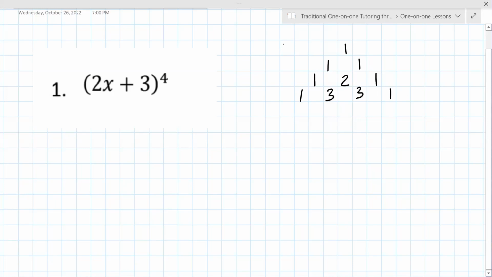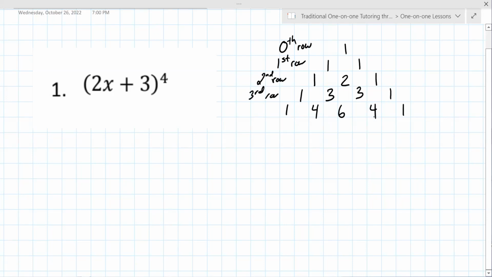Now it actually indexes at 0. It's the 0th row, which is a little odd, but we've got to go with that. And then the first row has two numbers. The second row has 3. The third row has 4. And you'll notice that it's growing each time. There's always a 1 on the outside, but then the interior numbers, you start adding. 1 plus 3 is 4. 3 plus 3 is 6. 3 plus 1 is 4.